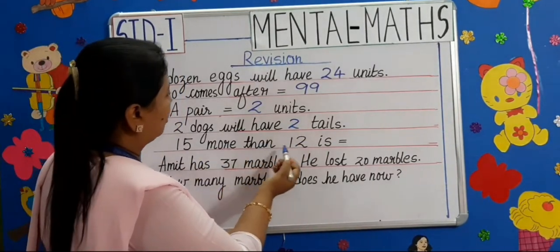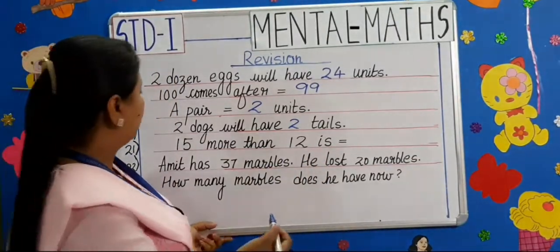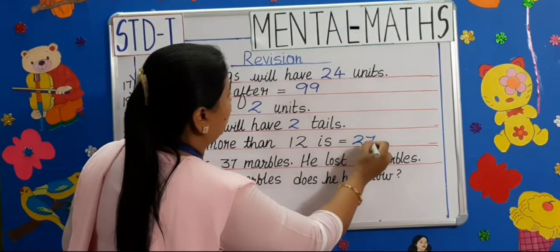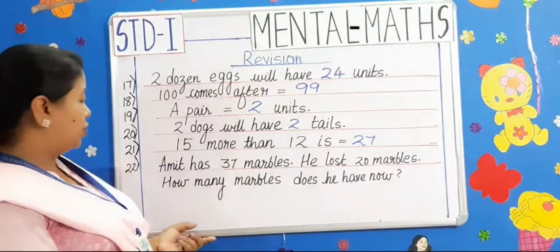15 more than 12 is. Here we have to do addition. 15 plus 12 is 27. Moving on to the last question.